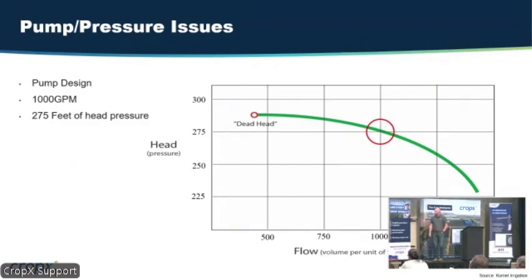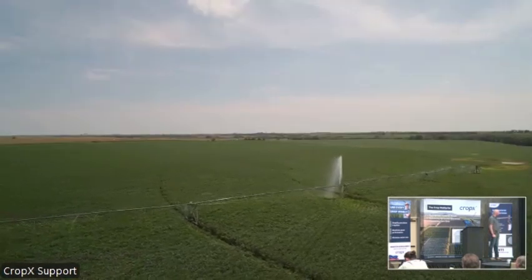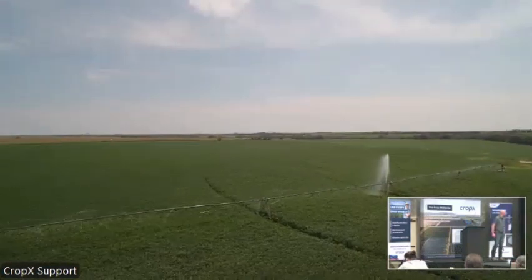Pump and pressure issues. Here's a perfect example. I'm designing a machine. I wanted to operate 1,000 gallons per minute. I needed to generate 275 feet of head pressure. I'm designing it to be as efficient as possible. Okay. How efficient is this machine?